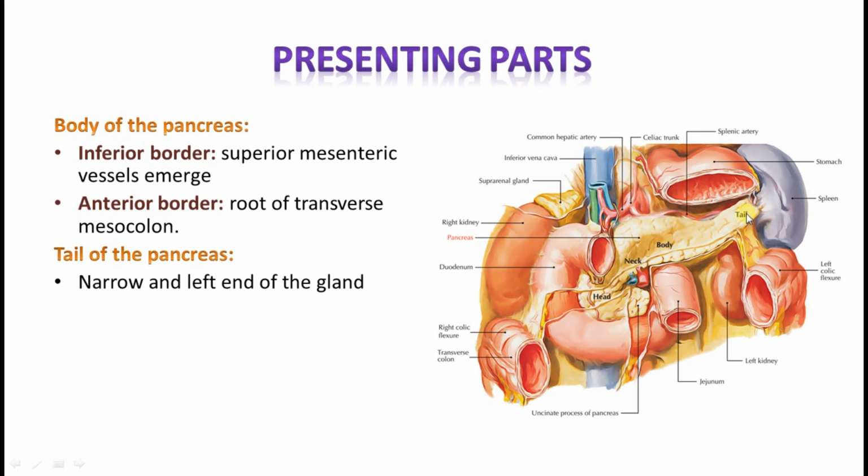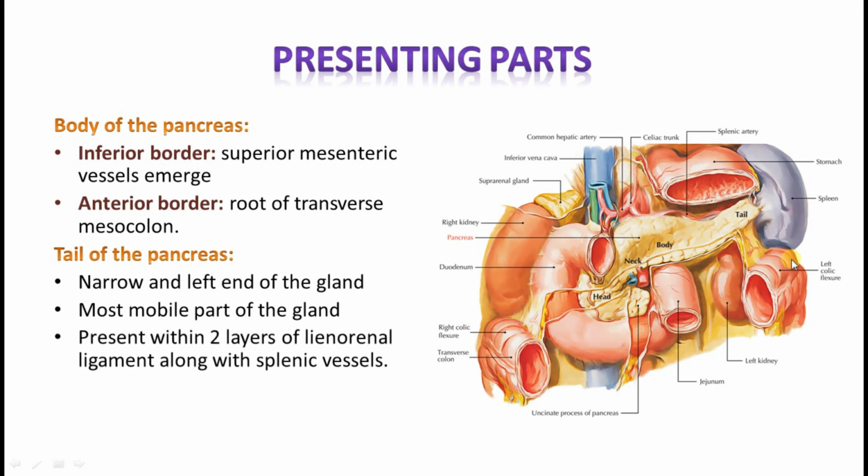It is the leftmost end of the gland related to the hilum of the spleen. Behind it is related to the left kidney, in front it is related to the left colic flexure. Okay, and as I told you, the only part which is actually peritoneal is the tail of the pancreas, in the lienorenal ligament. Apart from that, the lienorenal ligament also transmits your splenic vessels.